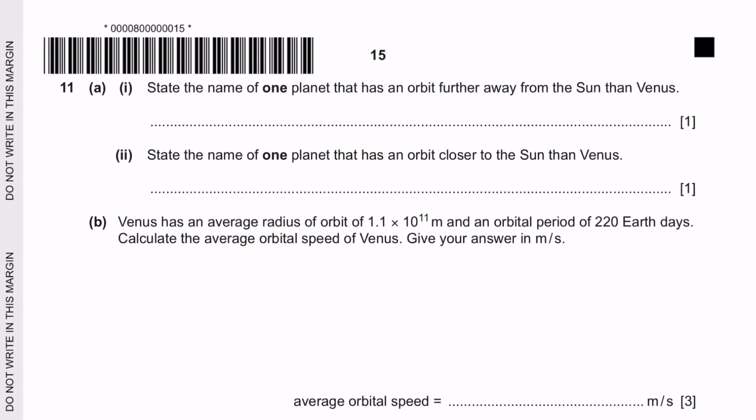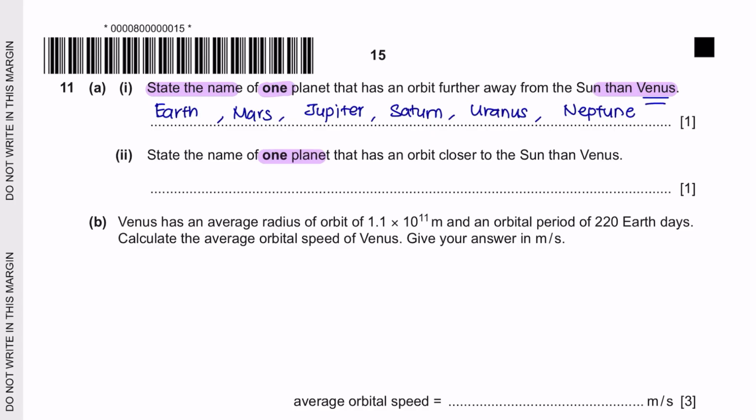Last question, 11, part A. State the name of one planet that has an orbit further away from the Sun than Venus. So you can name any planet after Venus. Question part 2. State the name of one planet that has an orbit closer to the Sun than Venus. So that would be the planet Mercury.